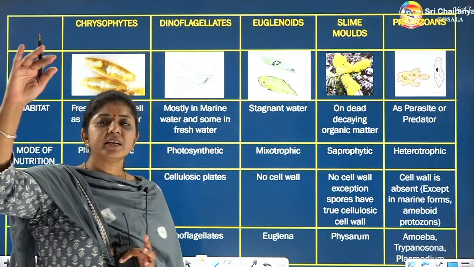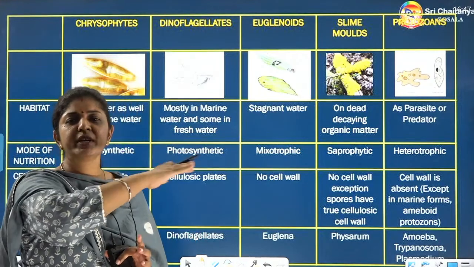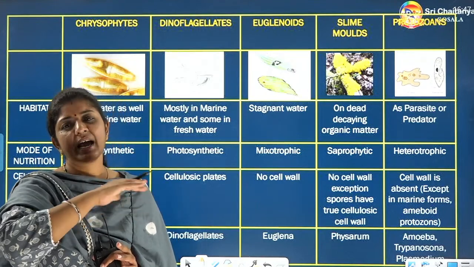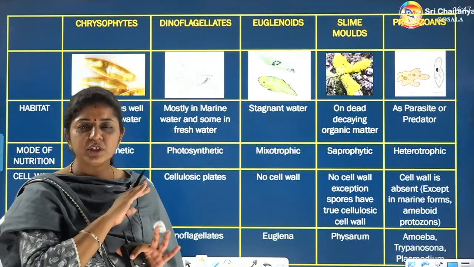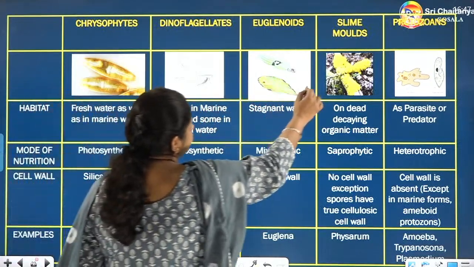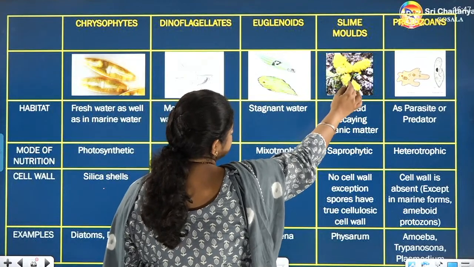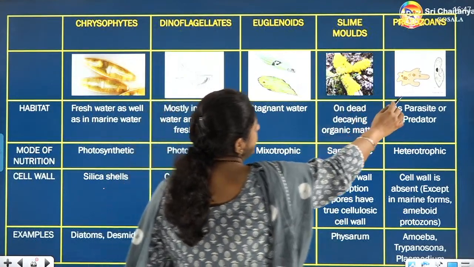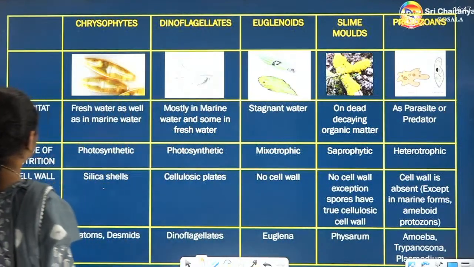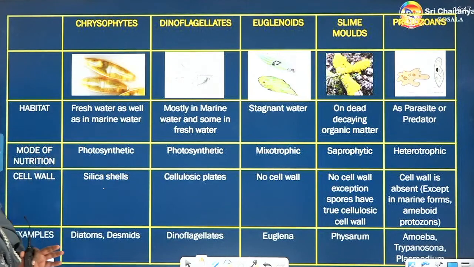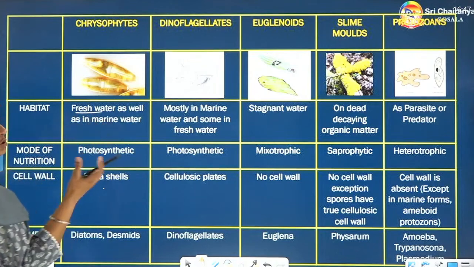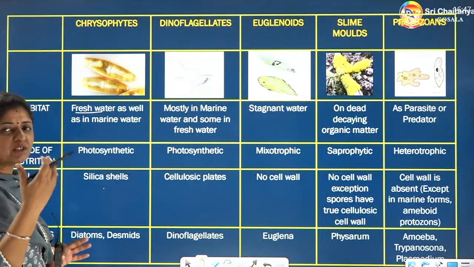Number one, it is under the kingdom Protista. All that we will discuss are eukaryotes, right? And all have a well-defined nucleus and membrane-bound cell organelles, so this will be common in all. Then coming to the dinoflagellate, this will be its structure. These are euglenoids, slime molds like the fungus, happening on dead decaying matter. Amoeba, paramecium come under the protozoans, right? Now let's see the habitat. Habitat means the place they are living. In case of rhizophytes, they are mostly in fresh water as well as in marine water.